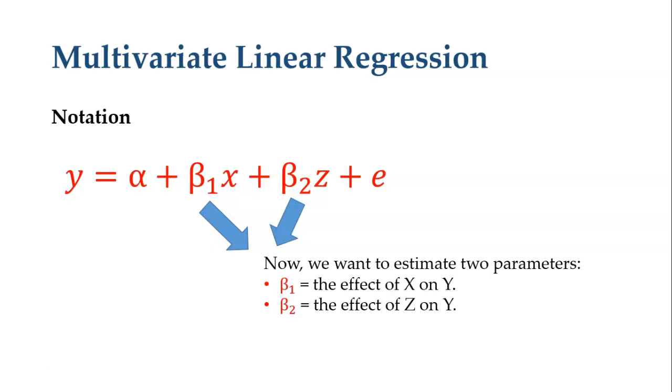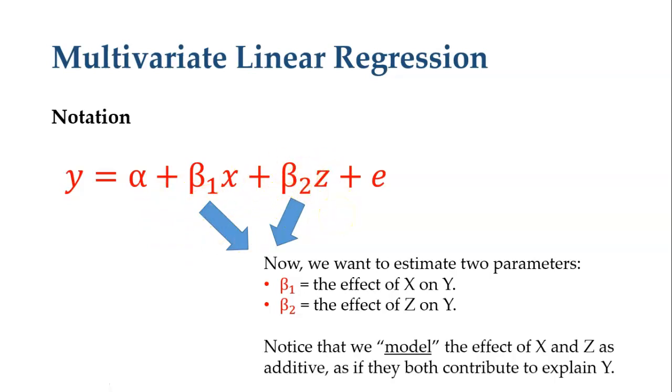So you have a new parameter of interest that you want to estimate. You not only want to estimate beta sub 1, but you also want to estimate beta sub 2. And notice that we're modeling, this is called modeling, the effect of beta sub 1 and beta sub 2 as if you can add those individual effects in order to explain why, okay? That's, to some extent, what we call the additivity assumption. That's another way to understand this kind of assumption.